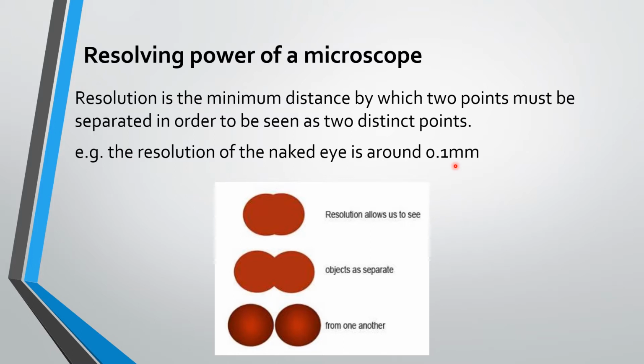So this resolution power of a microscope is very high compared to our naked eye, and also the magnification power of a microscope is higher than a normal eye. That is why we are using a microscope to observe the minute things that cannot be observed with our naked eye.